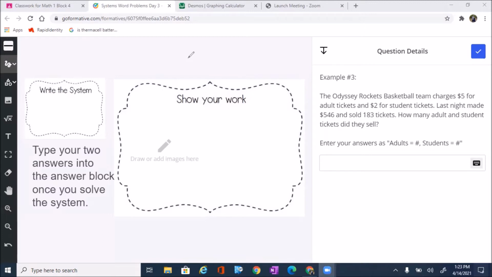So let's go ahead and start by making the variables. So first thing we have is A and we have S. And I'm going to say that A stands for the number of adult tickets. And then S is the number of students. That's what it tells us we are looking for. Okay.